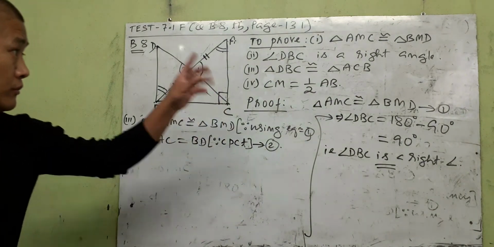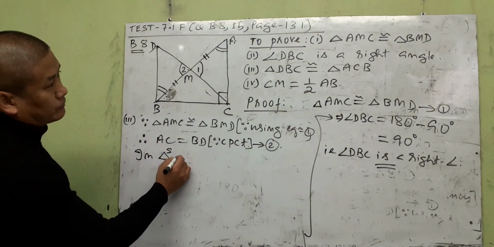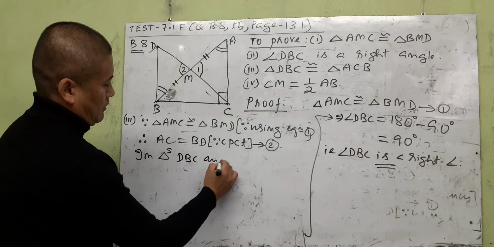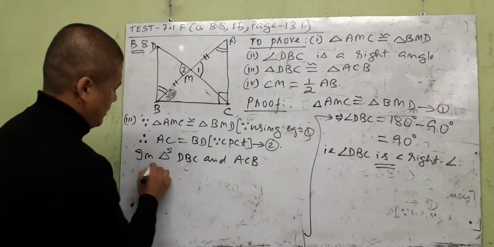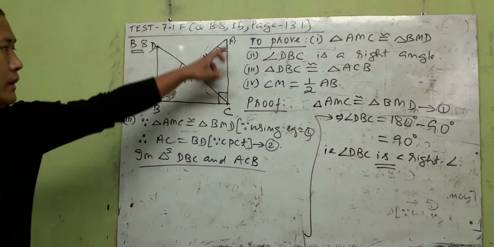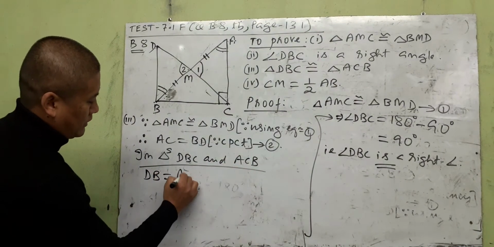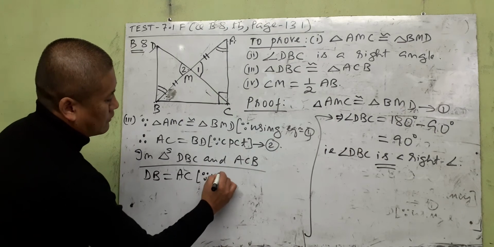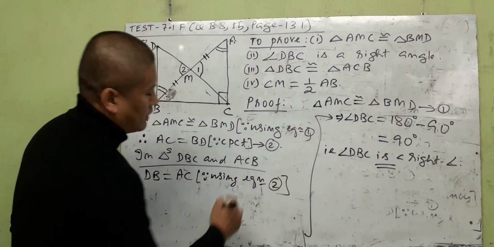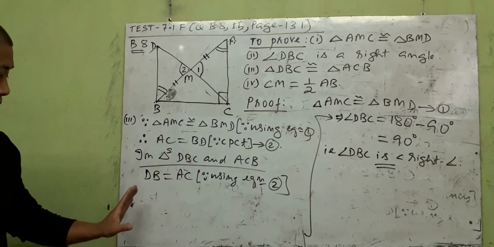Now take those two triangles. In triangles DBC and SCB, DB, the first two letters, is equal to SC, the first two letters. Just now we got this from equation 2. We proved in equation 2 a moment ago that SC is equal to DB.